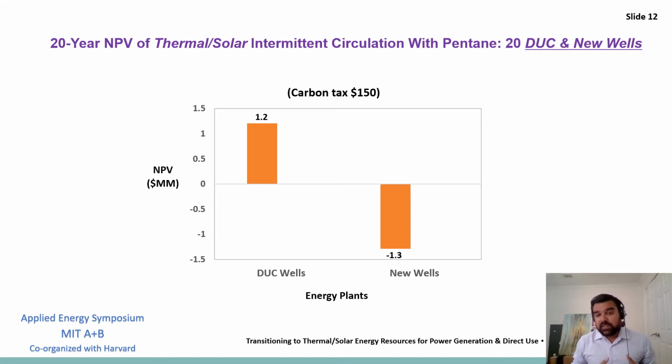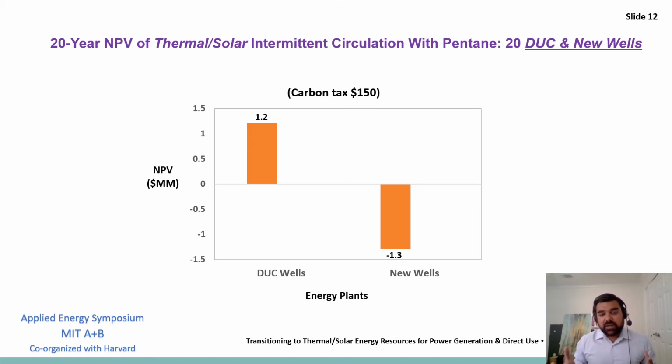Duck wells are drilled but uncompleted wells, and the workover cost is considered to be $500,000. And for new wells, we assume $3 million per well cost. So in this scenario, you have an NPV of $1.2 million with a carbon tax of $150 for a duck well, and for a new well, you have negative $1.3 million with the carbon tax of $150.